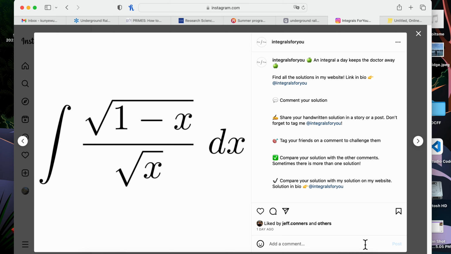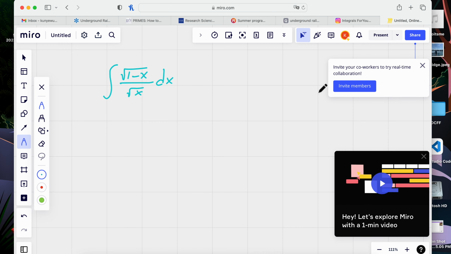One of my favorite sayings from Integrals for You is an integral that keeps the doctor away. So, in the name of Jeff Connors, we are going to solve this integral today.